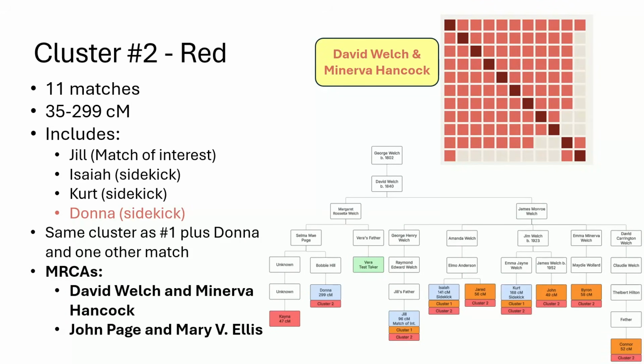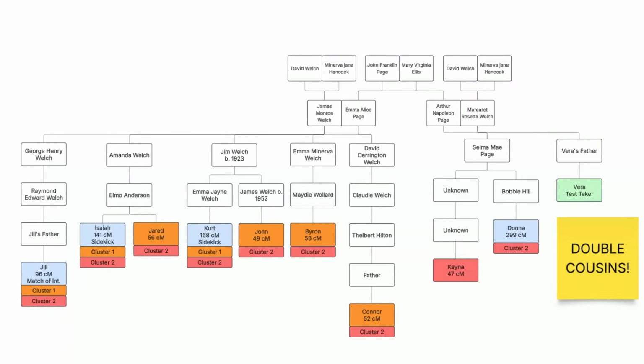But wait, there's another common ancestral couple, and it took me a while to figure this out. John Page and Mary V. Ellis from Vera's pedigree chart are also common ancestors because Margaret Rosetta Welch and James Monroe Welch both married a Page sibling. So we now have double cousins in this cluster, which complicates things quite a bit. When I figured this out, I remade my Lucidchart diagram to highlight the fact that they're all descending from these ancestral couples and making them double cousins.